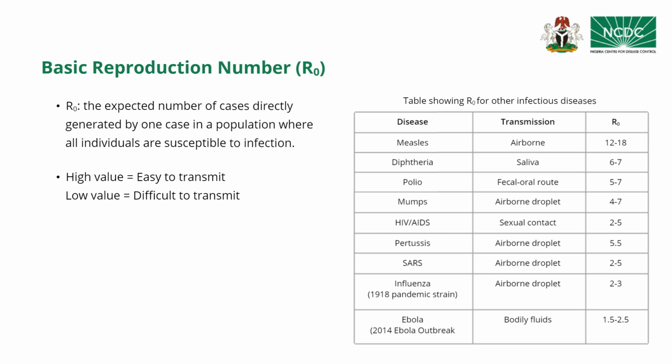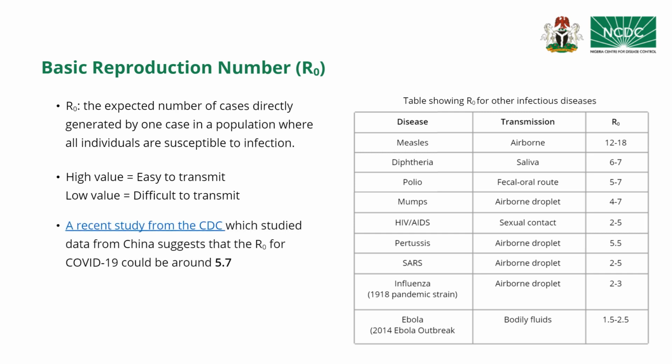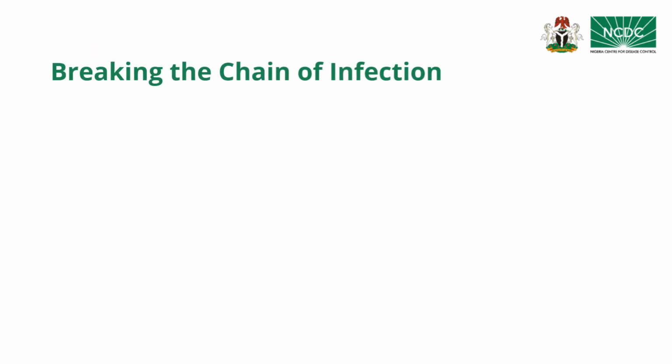Initial data indicated that the R0 for COVID-19 could be between 2 to 3. However, a recent study from the CDC, which studied data from China, suggests that the R0 for COVID-19 is around 5.7. This means that the R0 for COVID-19 may be higher than that of SARS. However, as this is an emerging disease, more data is still being collected from various geographic regions to understand and gain an accurate R0. Most hospital-acquired infections and community-based infections are colonizations and not diseases.